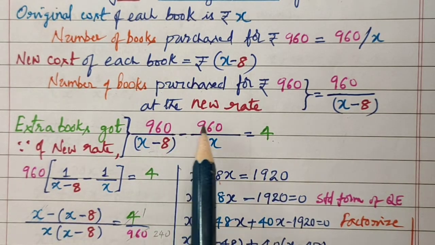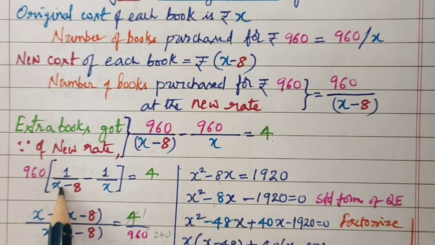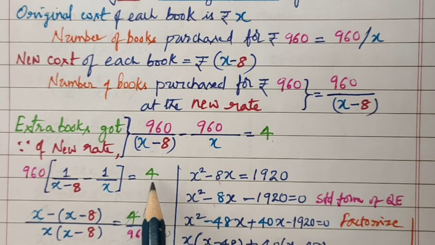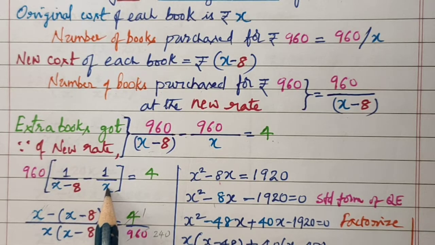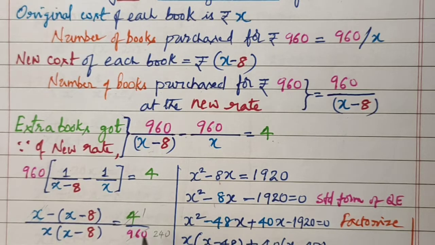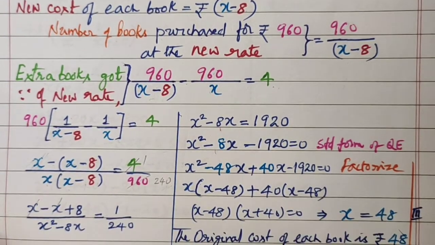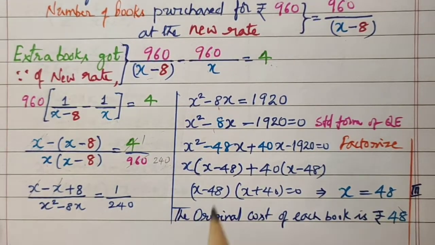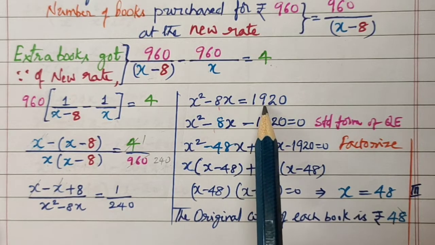We take out 960 as common. 1 divided by x minus 8, minus 1 by x, is equal to 4 by 960. Take out the LCM: x minus 8 into x is the LCM. Then x minus (x minus 8) is equal to 4 by 960, when you cross multiply. Then we get 8 divided by x square minus 8x. 4 ones are 4, 4 twos are 8, 4 times 240 is this much. Cross multiply, you get x square minus 8x is equal to 1920.